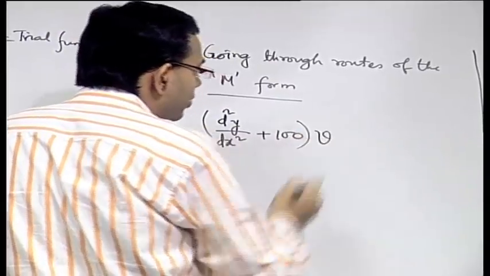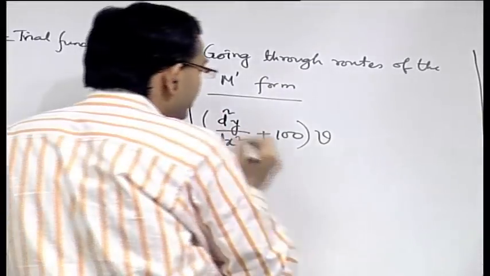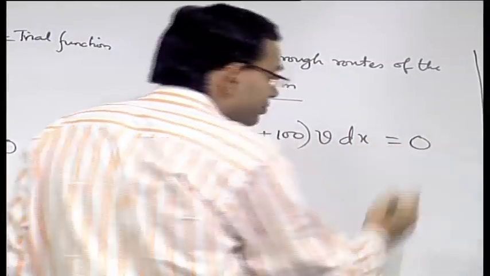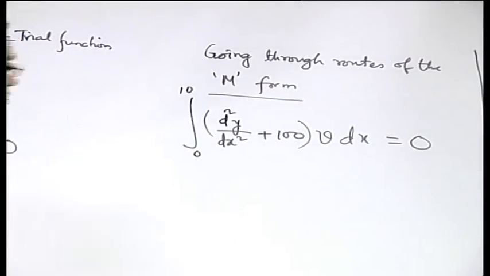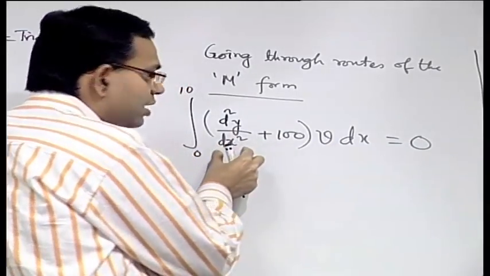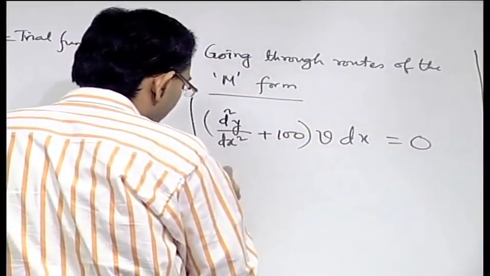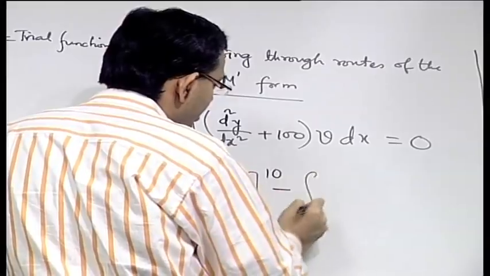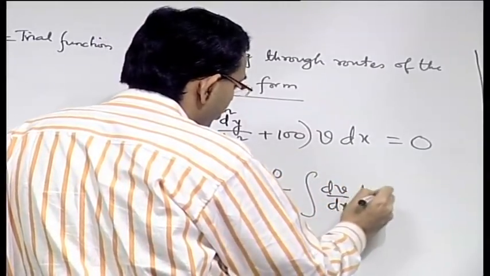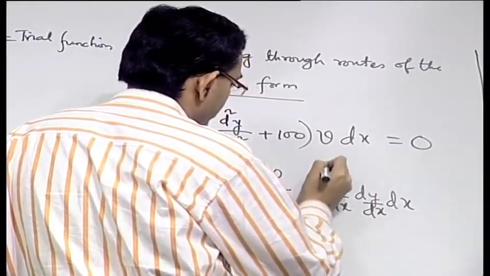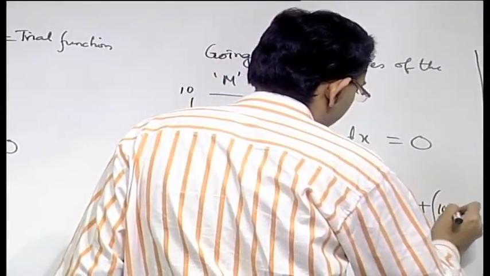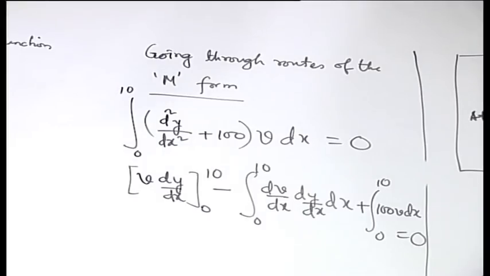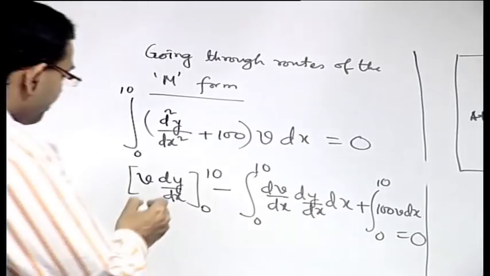So, to derive the M form we first derive the V form. So, we integrate it with respect to x by multiplying it with V and set it to 0. So, then what we do, we integrate it by parts. So, V into dy dx minus integral of dv dx into dy dx equal to 0. So, you have come up with a boundary term V into dy dx.